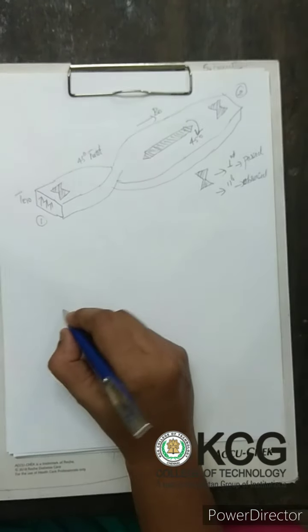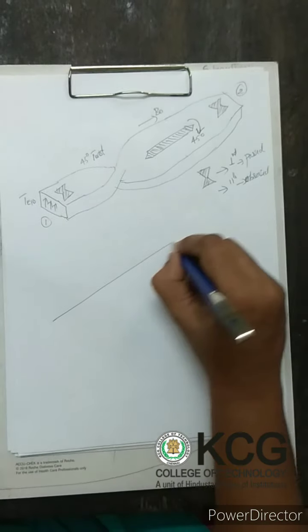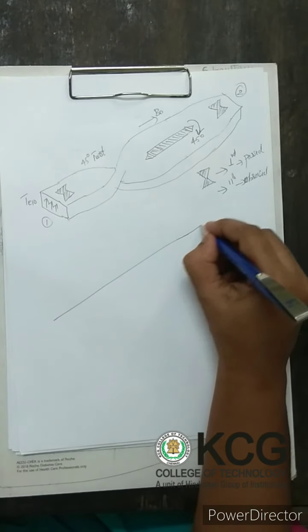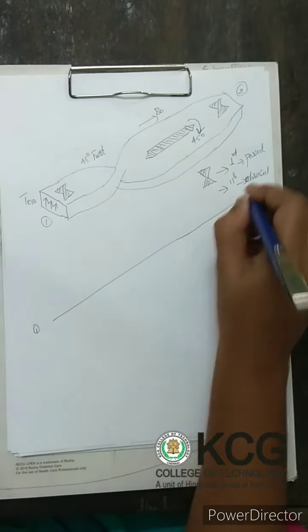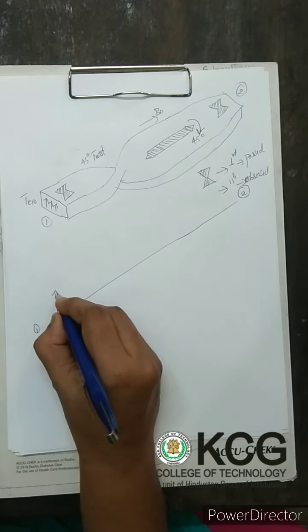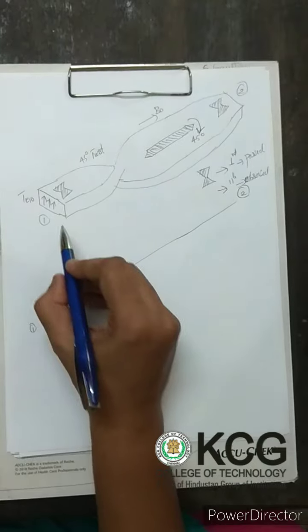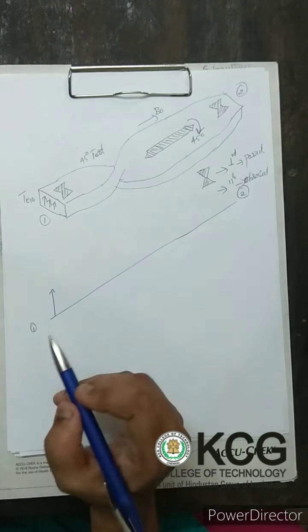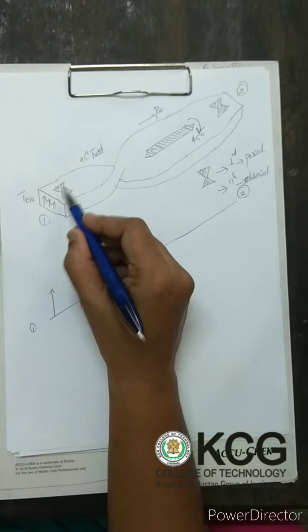Now let's see what happens when a signal passes from port 1 to port 2. This is my signal entering port 1, so it will first meet the resistive card.